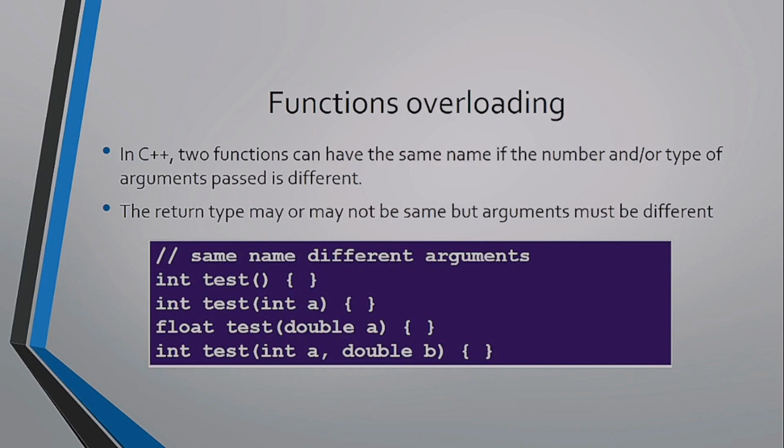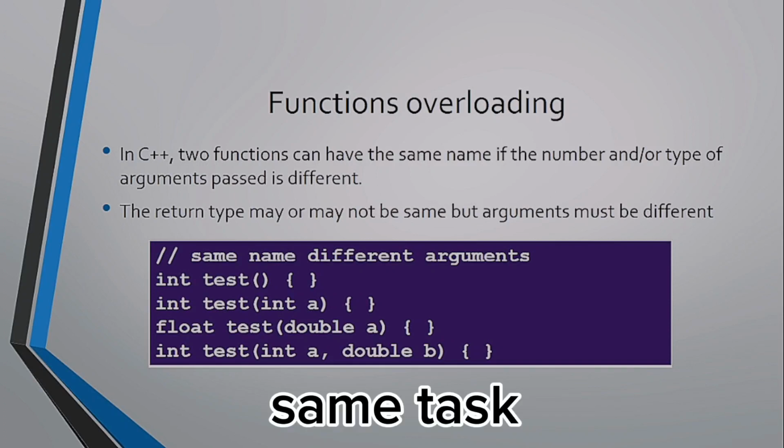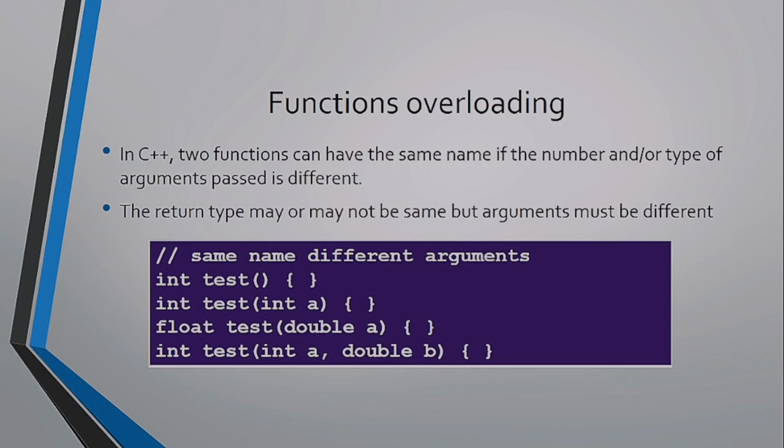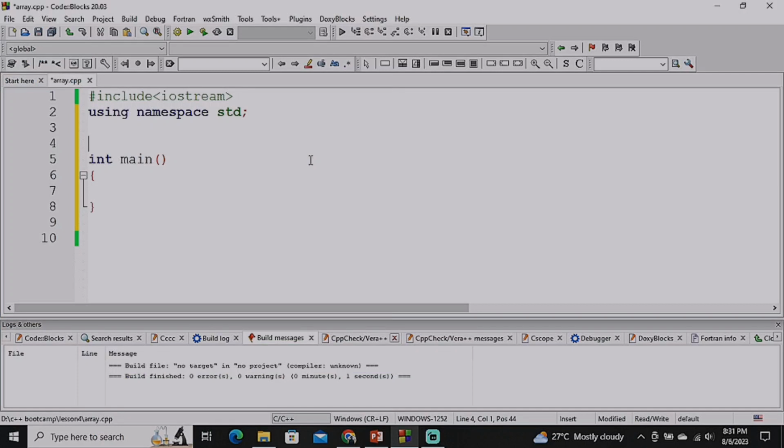For example, if we have designed a function which performs the same task, but in one case the user types in arguments and in another case the user does not type in arguments, then the arguments are different, but both can have the same name. So this is function overloading. Without further talking, let's demonstrate function overloading in our compiler. Alright, so we are in our compiler.